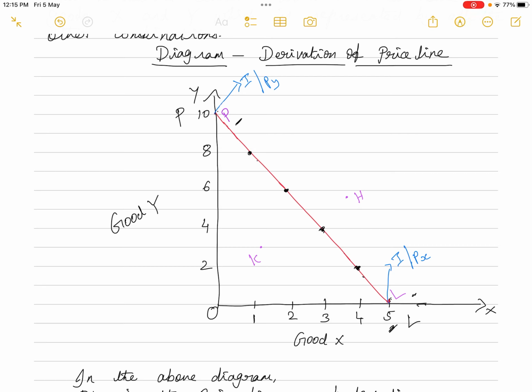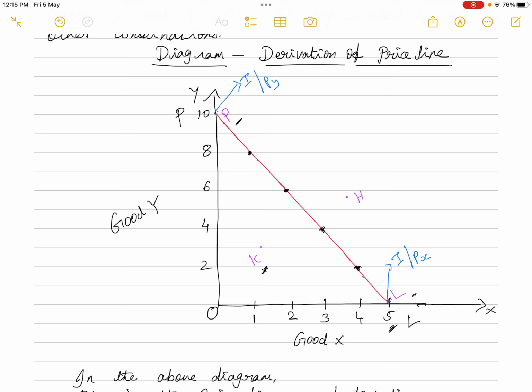Okay, so these are all the other combinations which we have checked between the first and the last extremes. Any one of the combinations lying on the budget line, the consumer can purchase. The consumer will not choose point K. Why will you not choose point K?